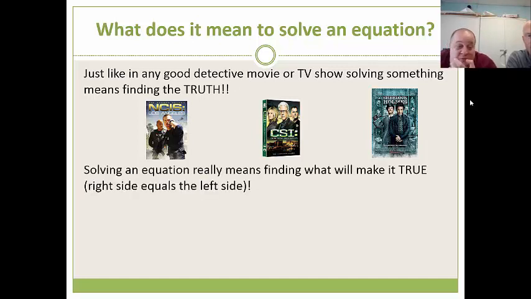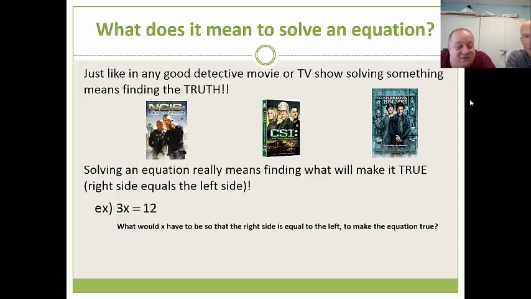Solving an equation really means finding out what's going to make it true, that the right side has to equal the left side, or the left side has to equal the right side. Here's a good example: we have a problem, 3x equals 12. So what would x have to be so that the right side is equal to the left and makes the equation true? Well, I would say the left side has to be 12 as well.